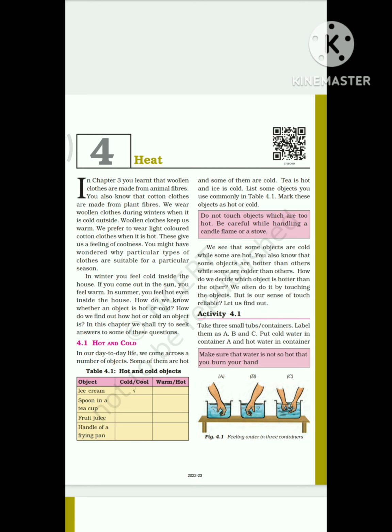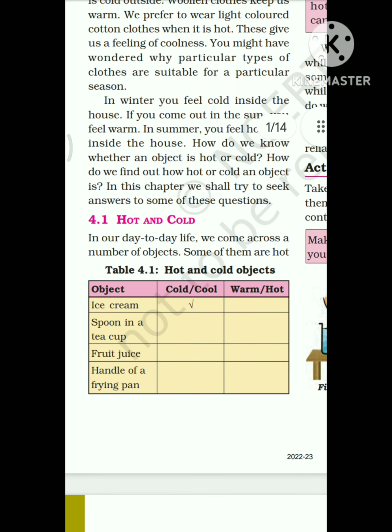If we look at table 4.1, we can see ice cream, spoon in a teacup, fruit juice, handle of a frying pan. Cool or cold, warm or hot. So is ice cream hot or cold? Ice cream is cold, or cool. And then spoon in a teacup, which is obviously warm or hot. Then fruit juice, which is cold or cool, and handle of a frying pan is warm or hot.